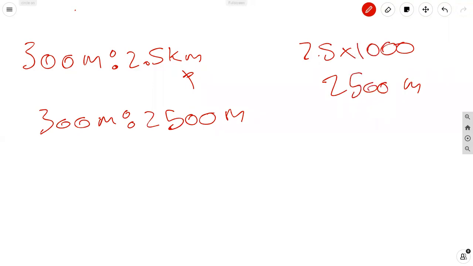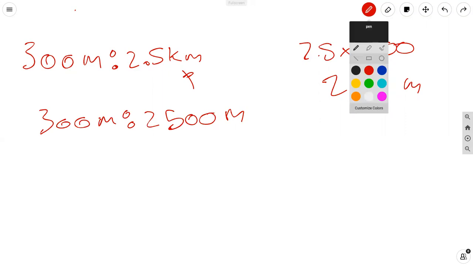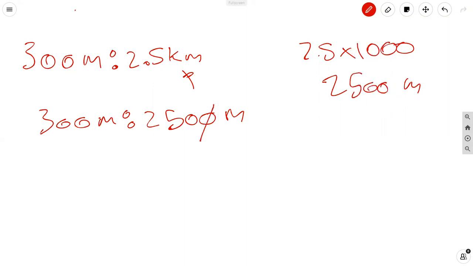I divide this by 100, so I cross out 2 zeros from here. Oh, why am I drawing circles? What did I press? Okay, don't press that one. Press that one. Okay. So I cross out a 0 there, a 0 there, a 0 there, a 0 there. So I'm left with 3 to 25, and I can't simplify it any further. Does everyone get that so far?